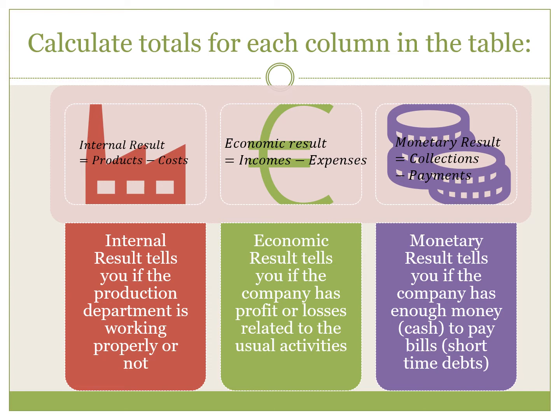So the first one we're going to do is internal result. It's going to be total products minus total cost. Internal result will tell us if the production department is working properly or not.